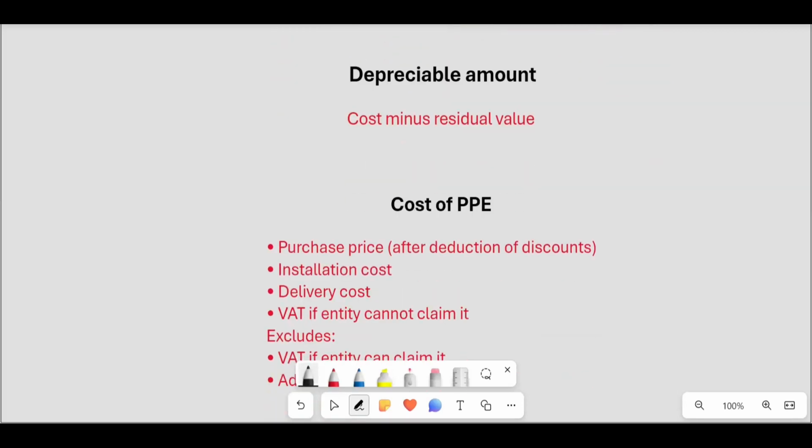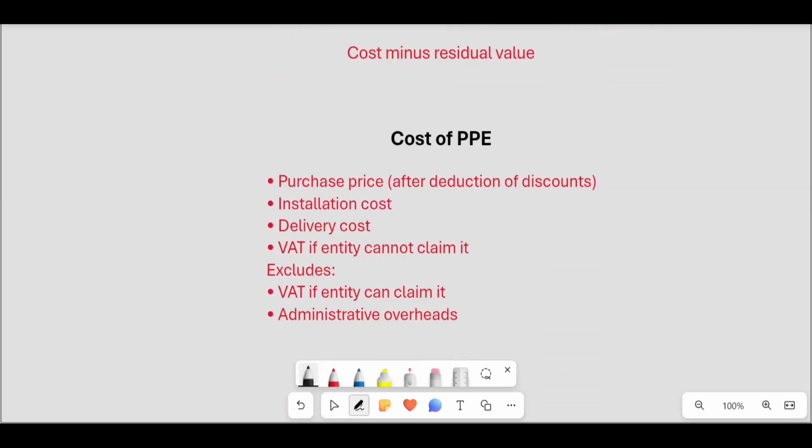So what can be included in the cost of PPE? First of all, you need to include the purchase price. Remember, the purchase price is net of discount, right? So you can't recognize an amount that you haven't paid. It doesn't make business sense. Okay. Then you're going to include your installation cost, delivery cost, and VAT only if an entity cannot claim. But if they can claim, obviously you have to exclude it from the cost of PPE, right? And also you have to include your administrative expenses.